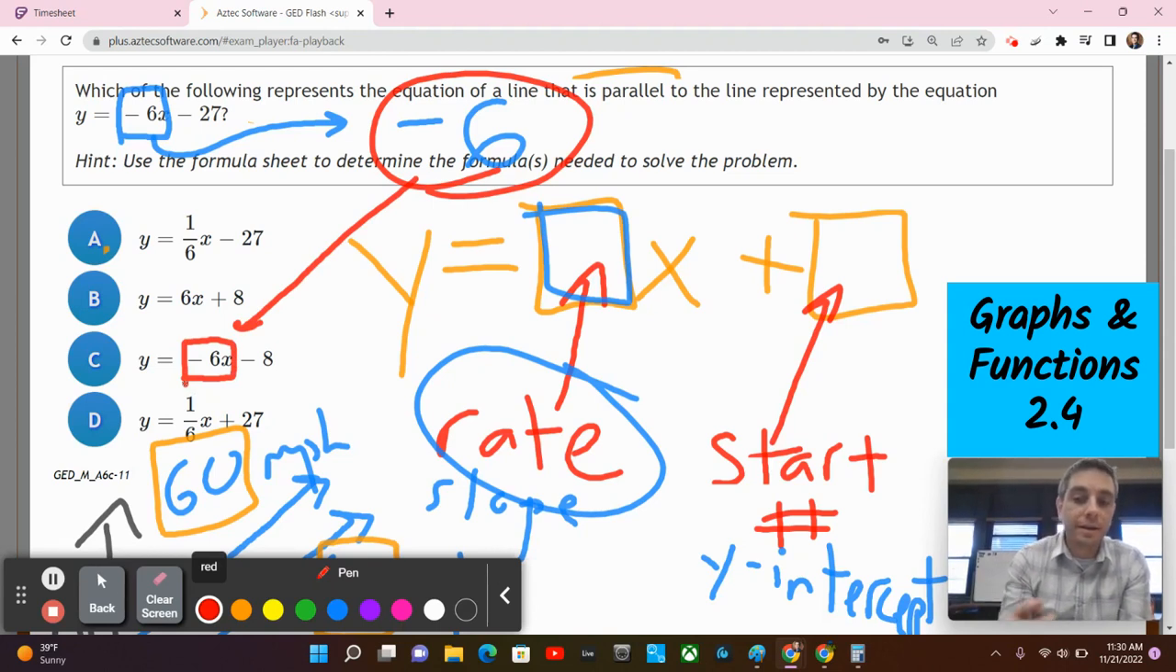So both the equation in the instructions and answer choice C have the same rate or slope, whatever word you want to use, which is negative 6. It's the number that's multiplied by x.